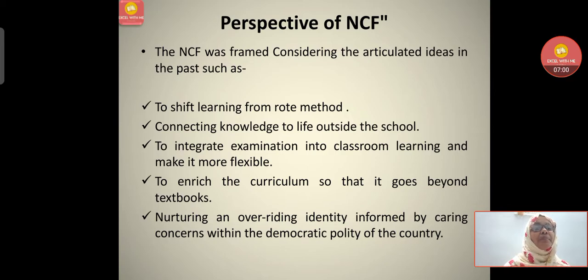Now let's understand the perspective of NCF. Already we have done in certain videos, but let's revise it once again quickly.